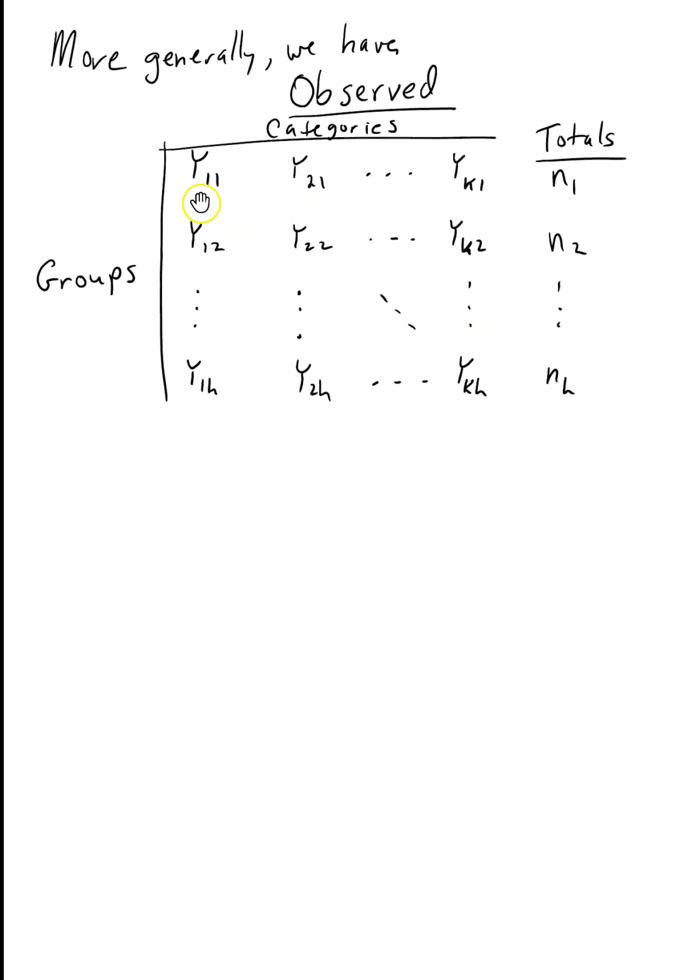All right, so we have these categories. We have K categories and H groups. Each of the H groups can be divided into K categories. The N1, N2 out to NH are the totals across each of the groups. And we're going to use those again to figure out our expected values.